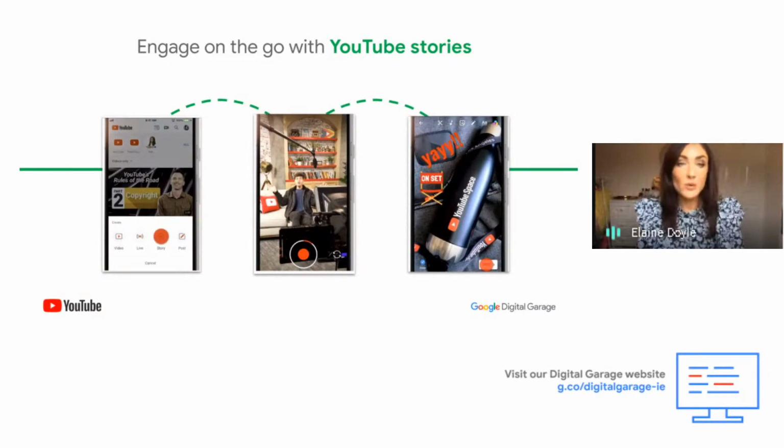If you want to engage on the go, YouTube stories are popular across all social media platforms. Instagram, Twitter, loads of platforms have them. And now you can utilize their popularity on YouTube too. So YouTube stories only work on the mobile app, and you must have 10,000 subscribers to be eligible for the feature. It's a great way to engage with your subscribers on the go or out and about.